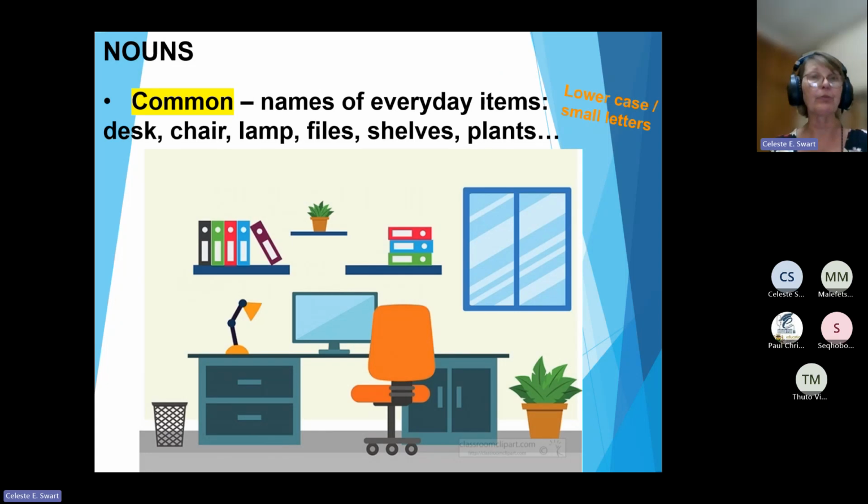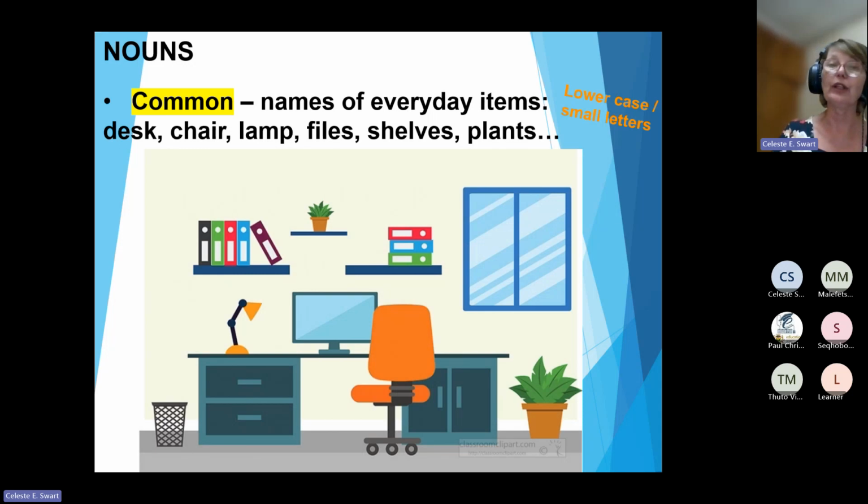You and I can be a proper noun. If you say it's Mrs. Celeste Swart, then it's a proper noun. Then it's written in capitals. But what happens if you say the woman or the child or the boy? Then it becomes a common noun. Common noun, all it really tells you, it's everyday. It's not specific. Your proper noun is very specific. So that is why when we speak about proper nouns, we know that we're talking about something very specific, but common nouns, it could be anything, really.